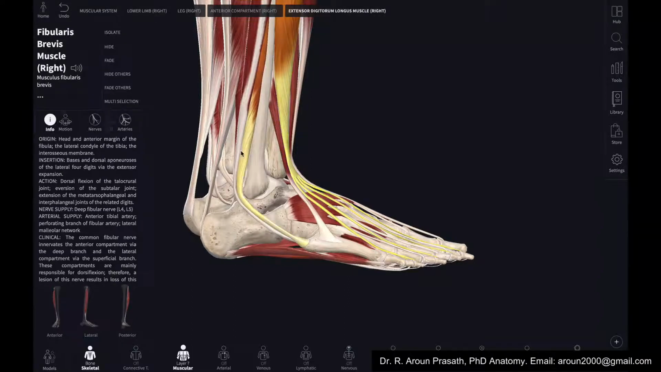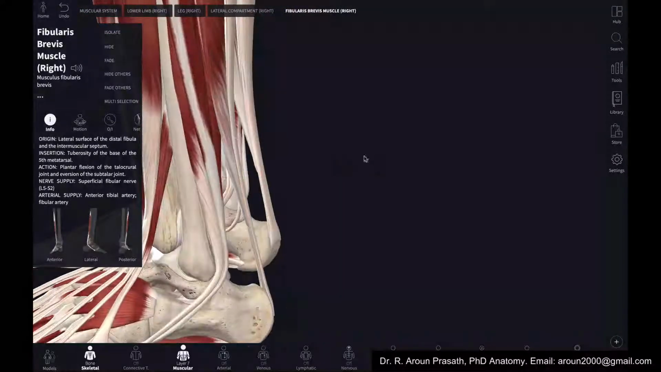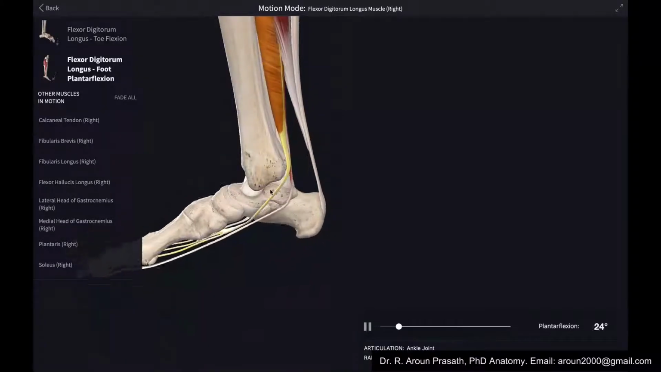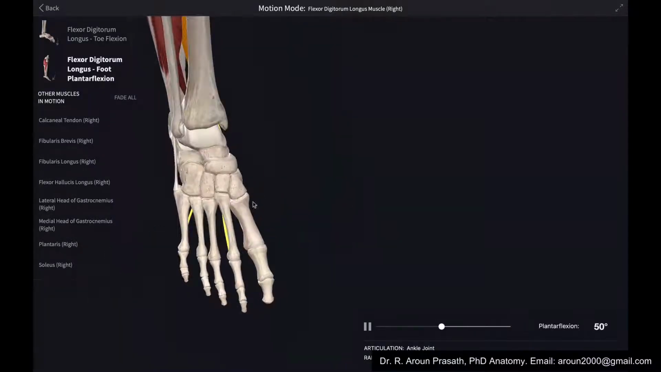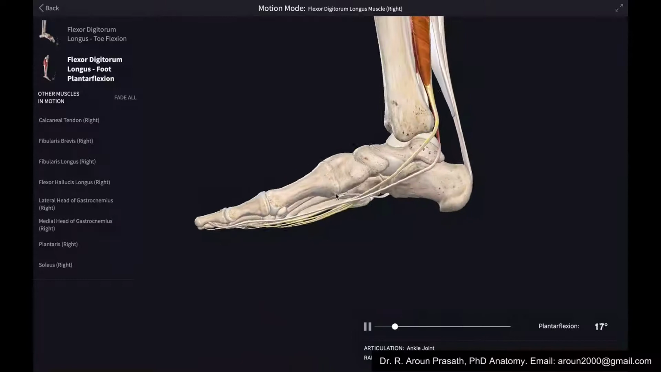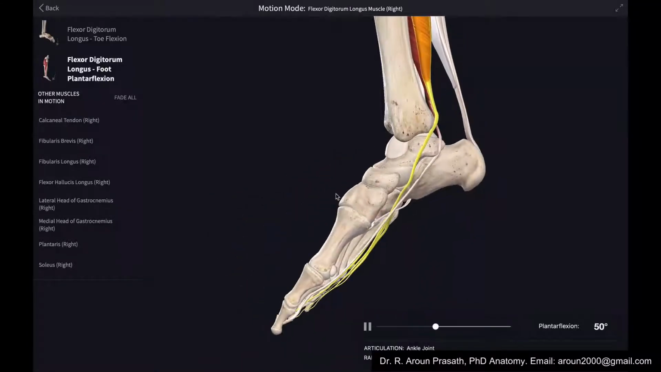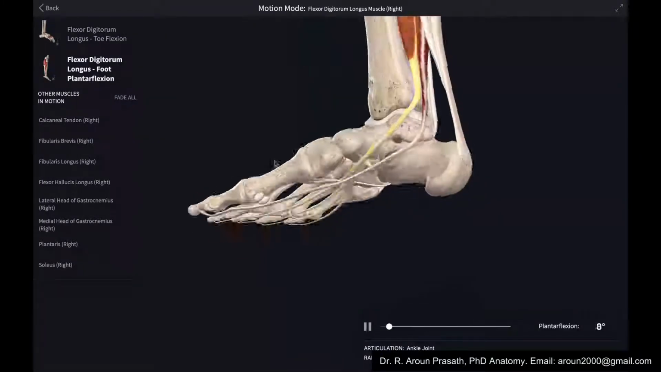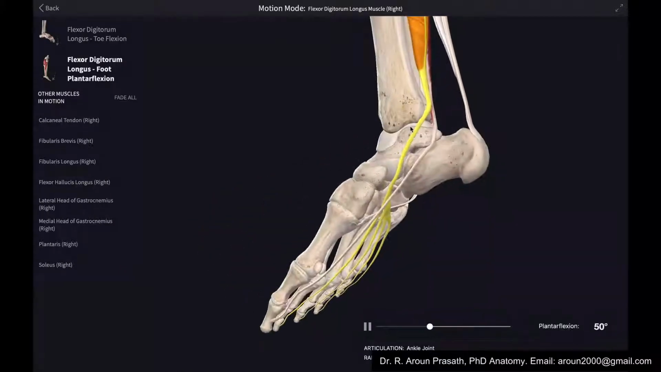If you see the muscles in the posterior aspect, these are the plantar flexor muscles. The main muscles are the flexor digitorum longus and the flexor hallucis longus. So if you see here, this is plantar flexion, which has around 30 to 50 degrees range of motion. This movement also takes place between the talus and the tibia.